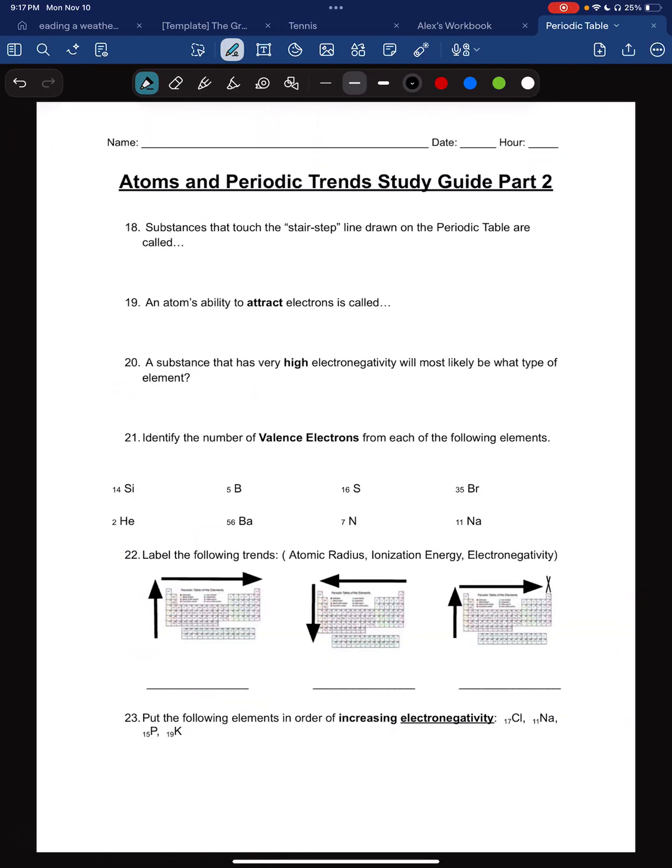So substances that touch the stair step, these are called metalloids or non-metals. Okay.